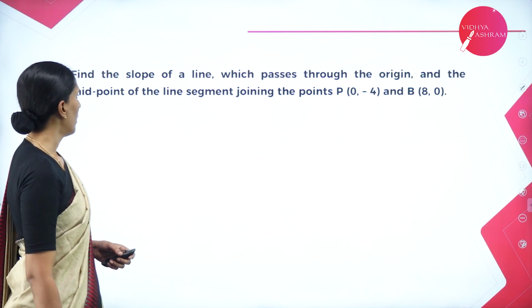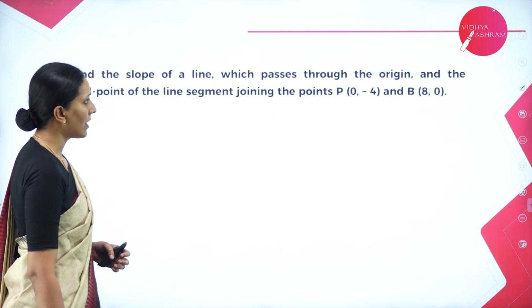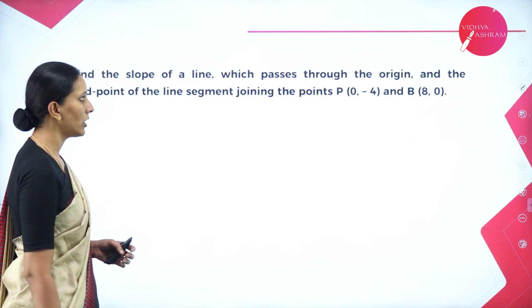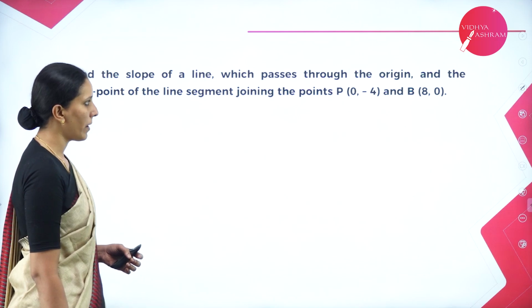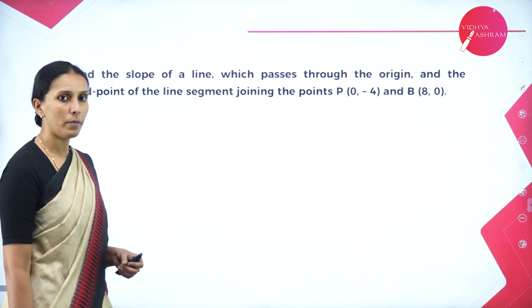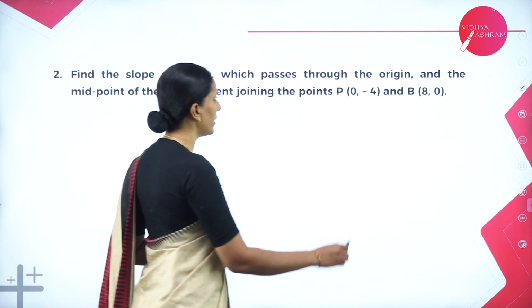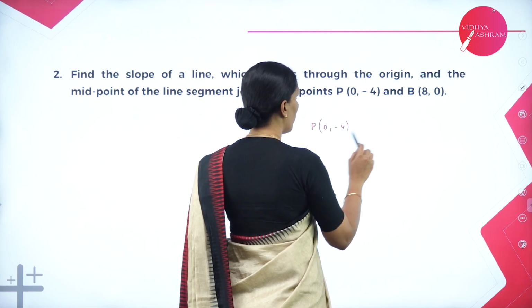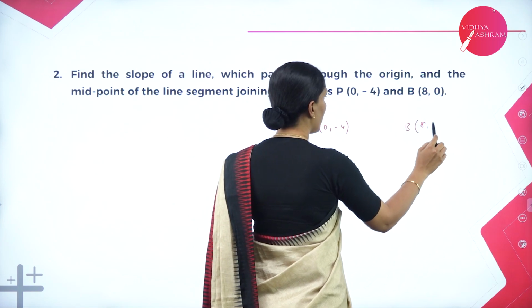Next question. Find the slope of a line which passes through the origin and the midpoint of the line segment joining the points P(0, -4) and B(8, 0). So we have the points P and B as (0, -4) and (8, 0).